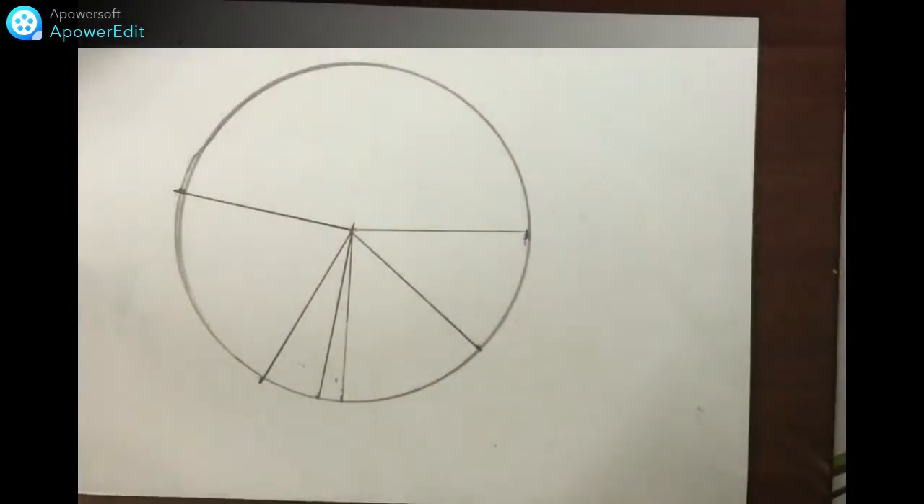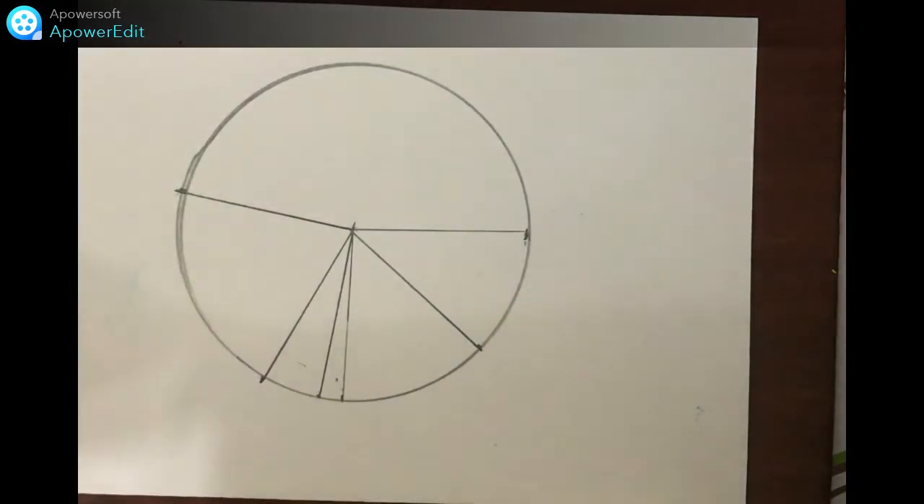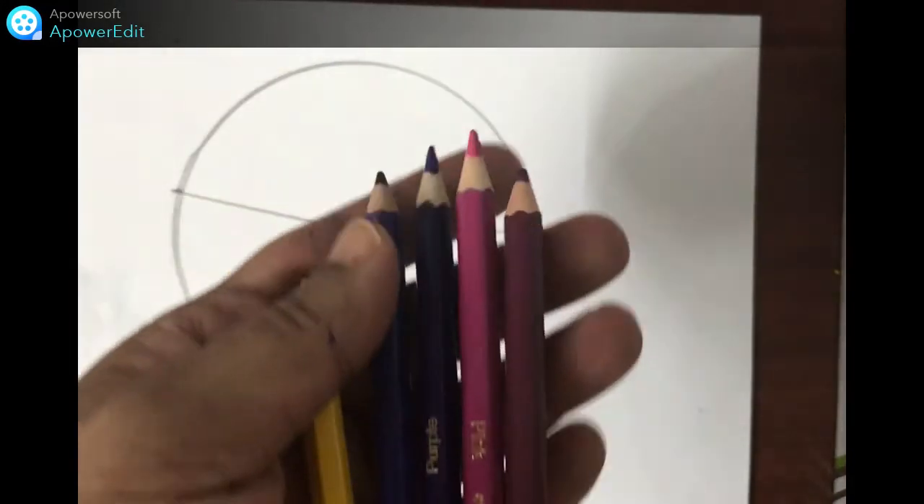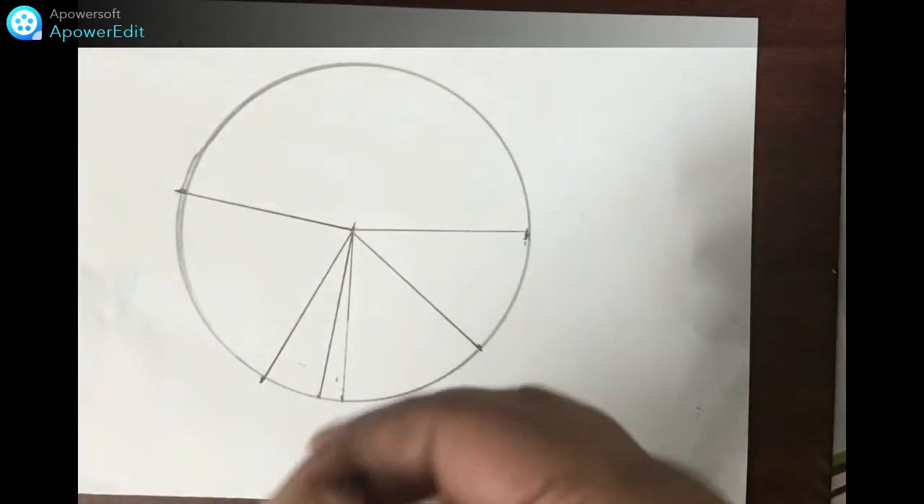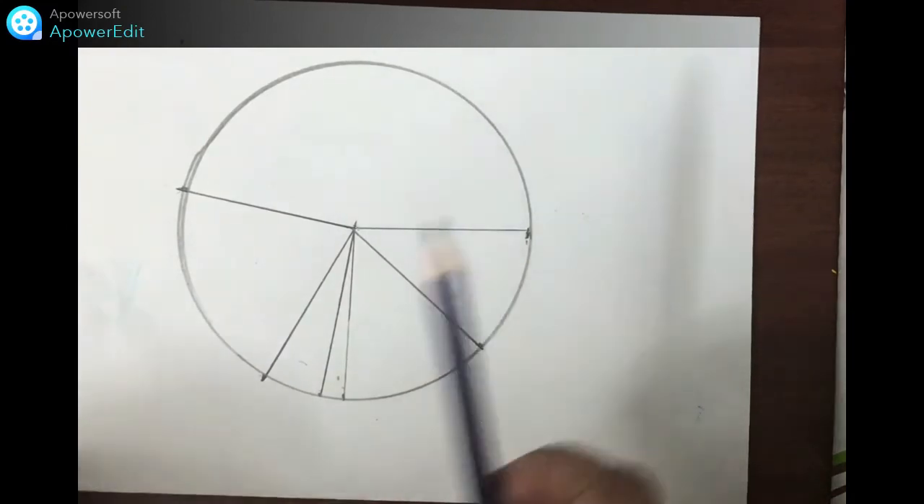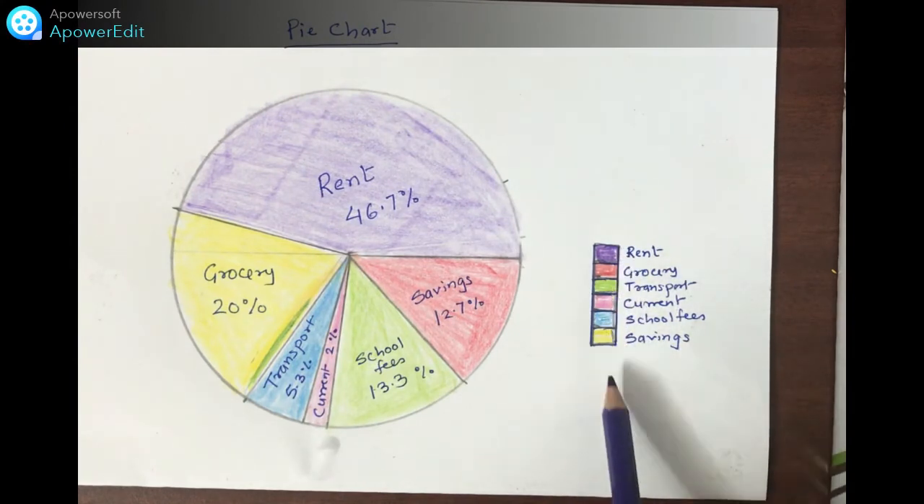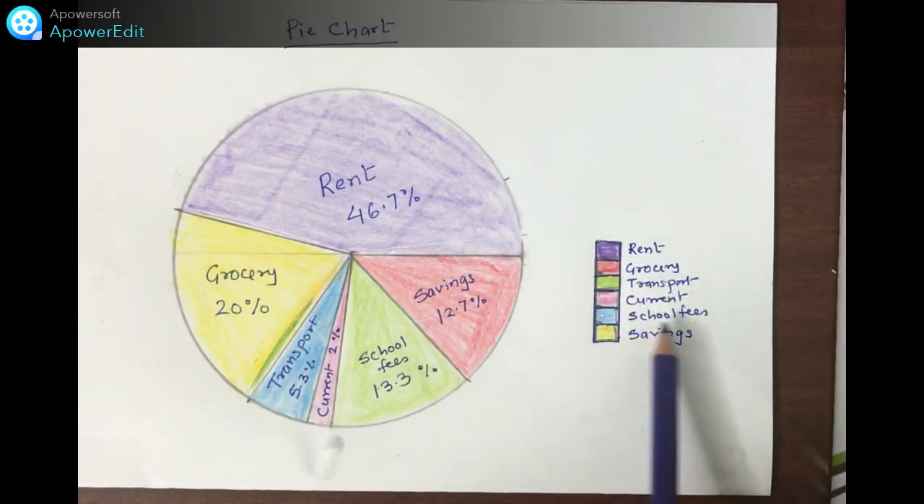Now once this is completed, what you have to do is that you have to select some colors using the color pencil, and you have to color these sections with different colors. So once I color them, then in this manner your pie chart is ready now. So I have colored those sections with different colors. These colors I have put here in the index format, name them each section.